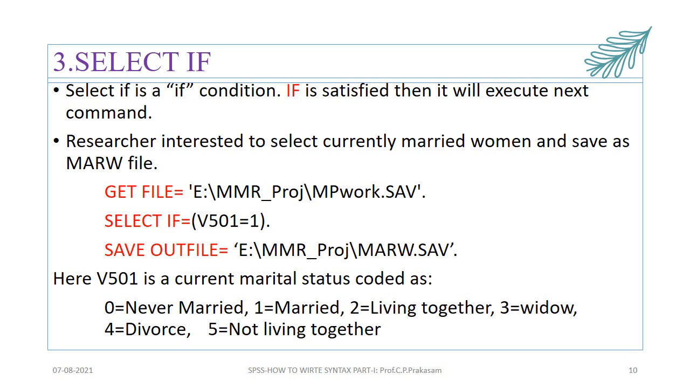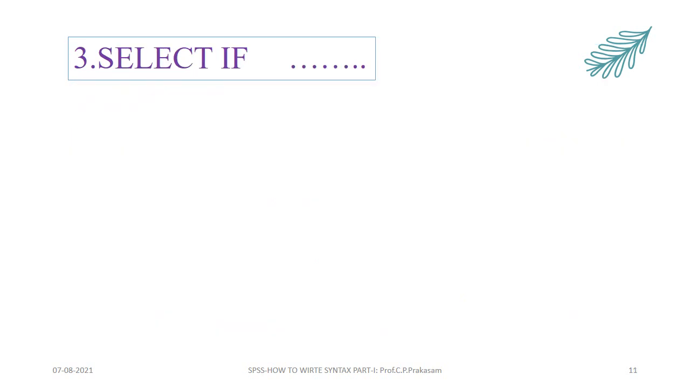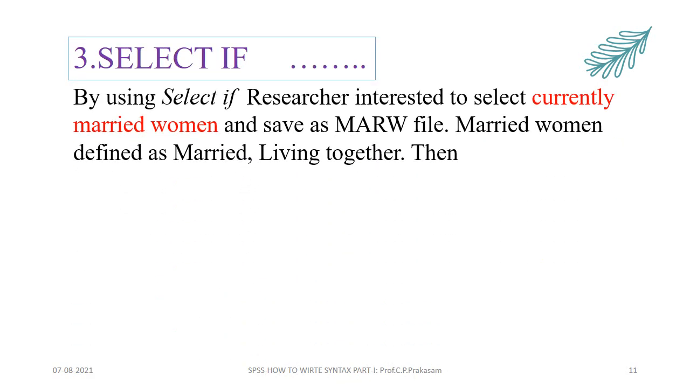Therefore, I want currently married women, so we will say 1 and then save it as marw.sav. From that we can store the currently married women, which have been identified by code 1 in V501. But some definitions are different. If you want to club the currently married women as well as the women who are living together as currently married women, then you can select as given below.